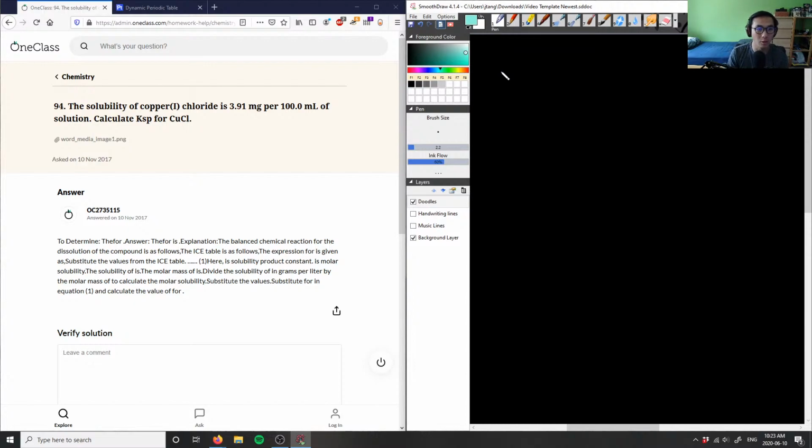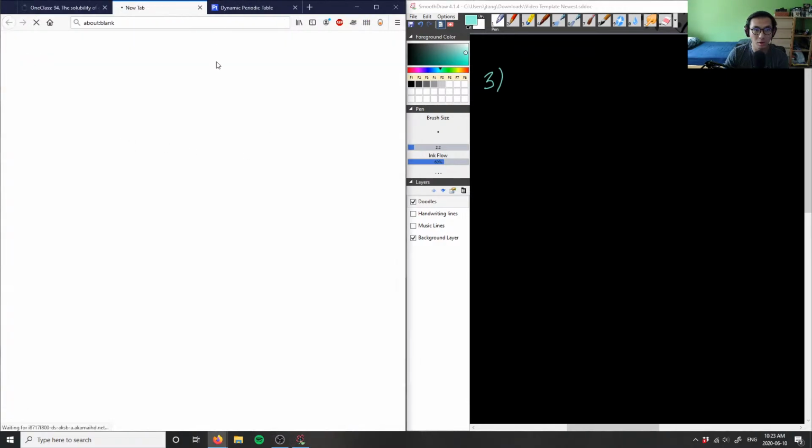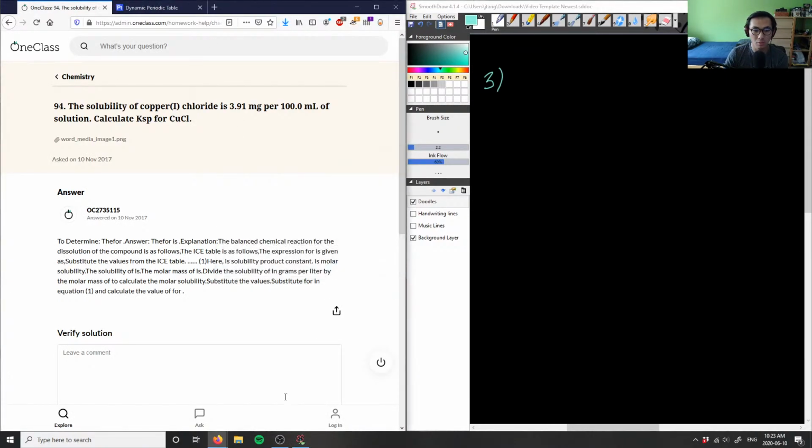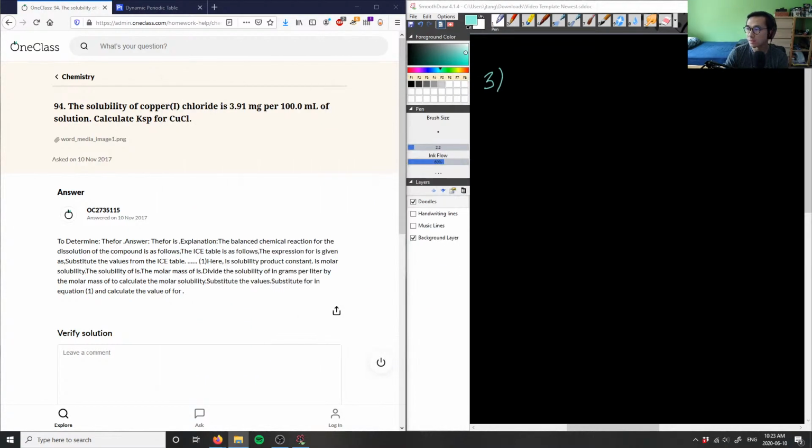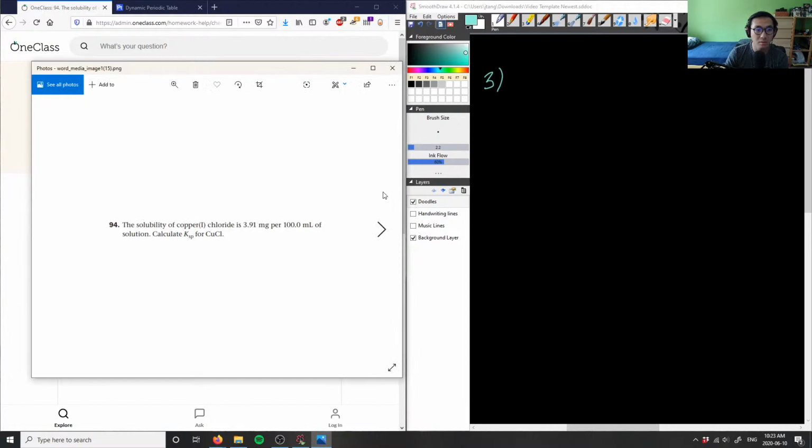Number 3 says the solubility of copper 1 chloride is 3.91 milligrams per 100 milliliters of solution. Calculate the Ksp. Let me look at the problem here. Maybe it'll give us some more information that this solution doesn't give us. No, it does not. So that's okay. So we want the Ksp of copper 1 chloride.